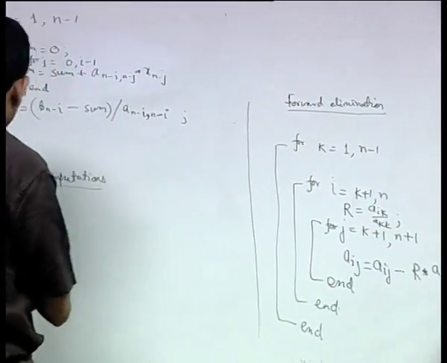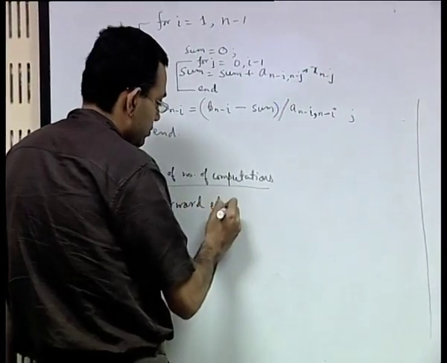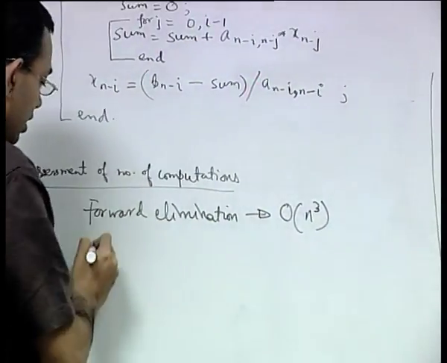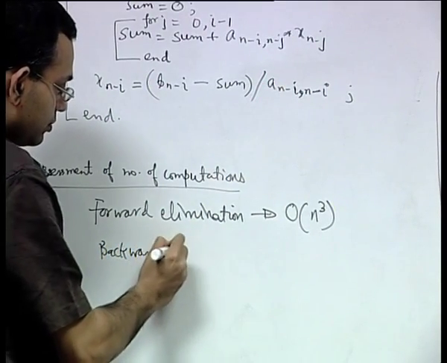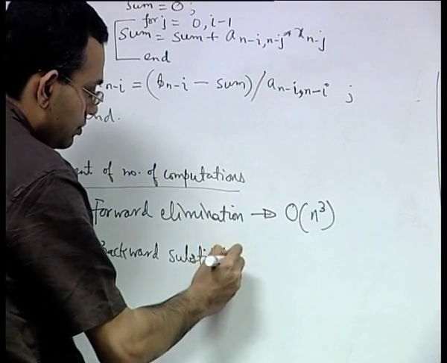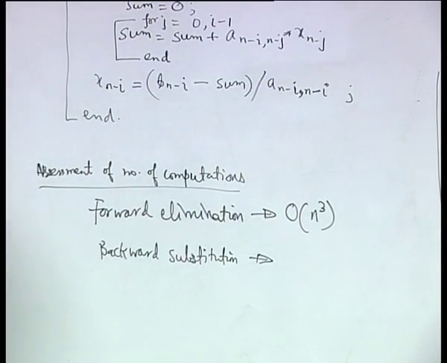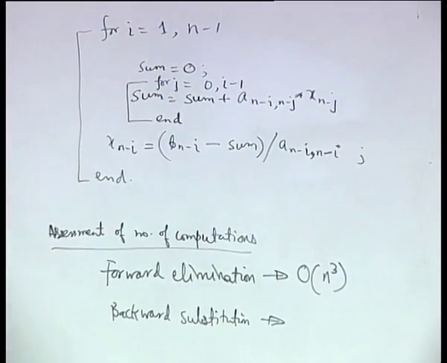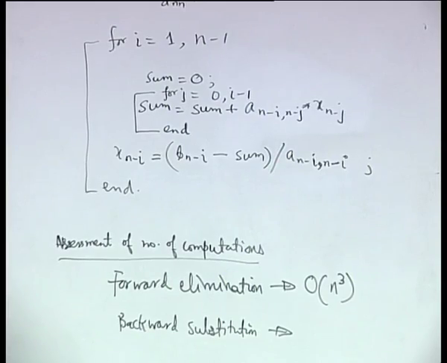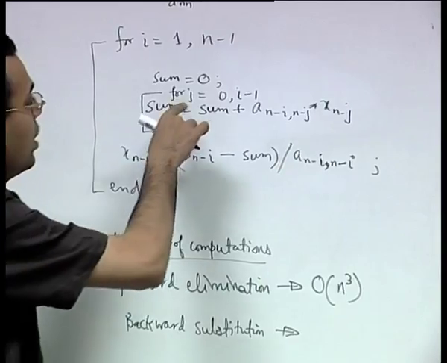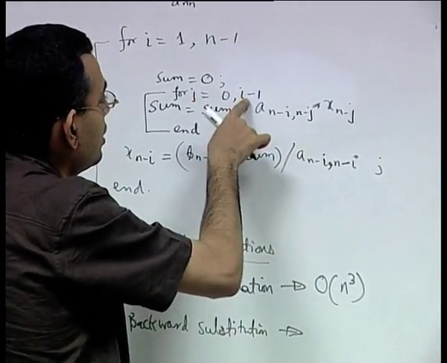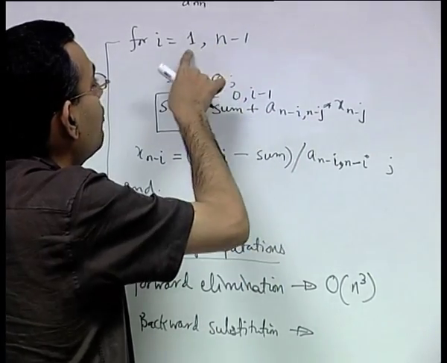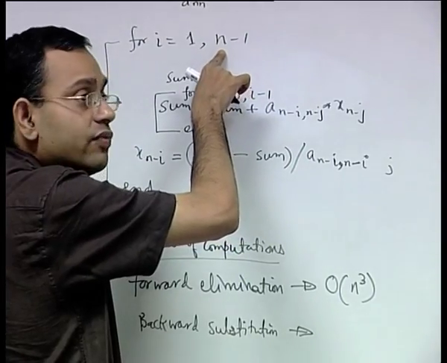So the forward elimination will have of the order of n cube, and backward substitution, here you have 2 such loops, but if you see here, you have one loop within which this summation is calculated, this I will be scaling with n, and then you have the outer I also scaling with n. So this is of the order of n square.